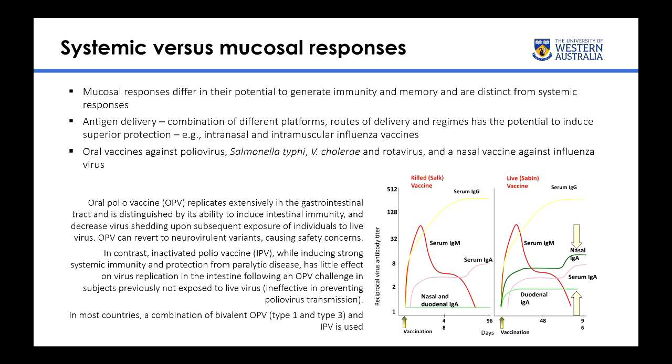But if you think about how you get polio, it's orally. So the virus is going to get into the patient through the gut. So having that duodenal IgA is quite protective. And same as the example I mentioned, the flu vaccine. There are other different types of vaccines that we use. So rotavirus, cholera, salmonella. Rotavirus is part of the calendar. The other ones in Australia are usually given to people who travel abroad, and the nasal flu as well.